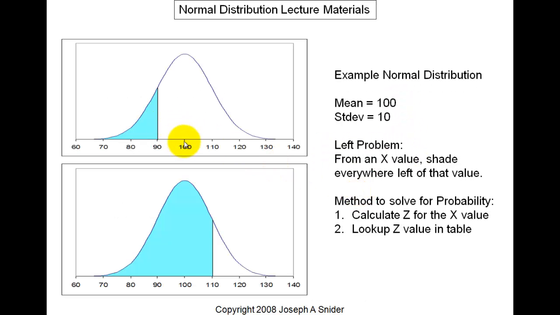So if the mean is 100 and standard deviation is 10, here's two different kinds of left problems that you might see. One shaded somewhere to the left of the mean, somewhere shaded to the right of the mean, but it's always shaded to the left. So you can see here that the method to solve for this left kind of condition, left shaded area, is we have two steps. Calculate the z, then look it up in a table, we're done.